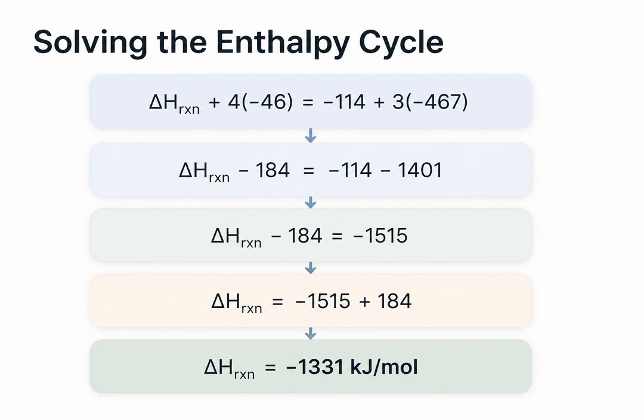By observing the cycle, we can see which arrows follow the same continuous path. The arrow forming the reactants and the arrow for the reaction itself flow in a clockwise direction, while the arrow forming the products flows anti-clockwise. Equating these pathways, we get the heat of reaction plus the formation energy of ammonia equaling the total formation energy of the products. Solving this algebraic expression yields the exact same result, negative 1,331 kilojoules per mole.